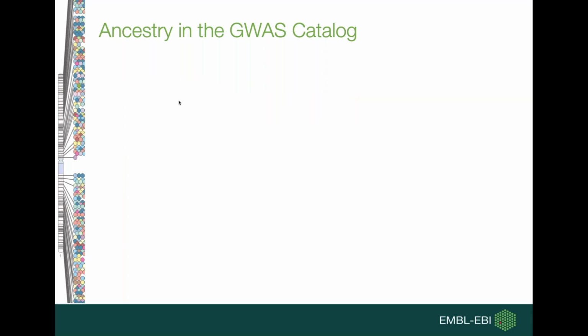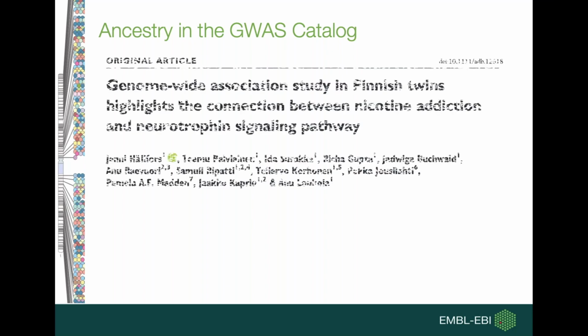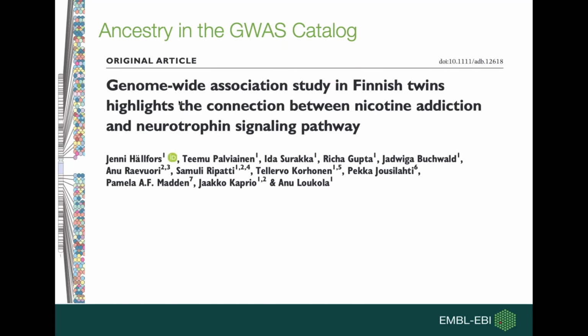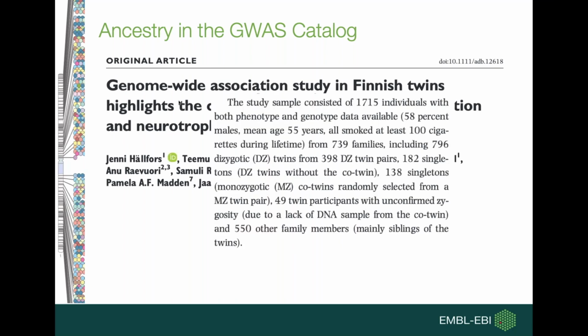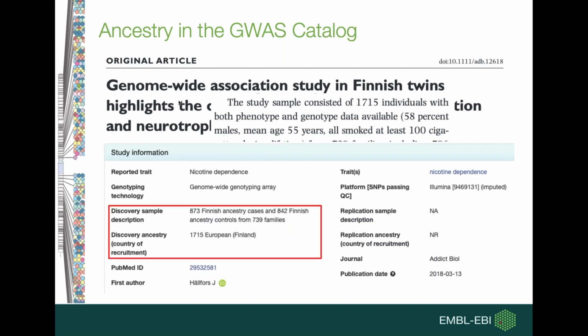So just to give you an example of how this works, here's an article which you can see they've already told us from the title. It's a study of Finnish population. There's quite a lot of detail in the text about the family structure. And here's the GWAS catalogue entry with the discovery sample description, which I'm just going to talk about on the next slide.